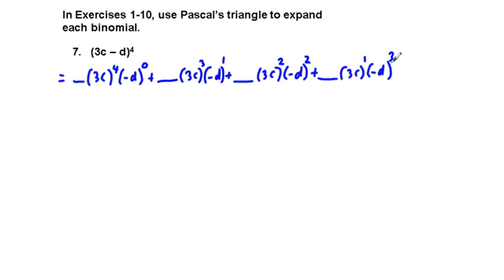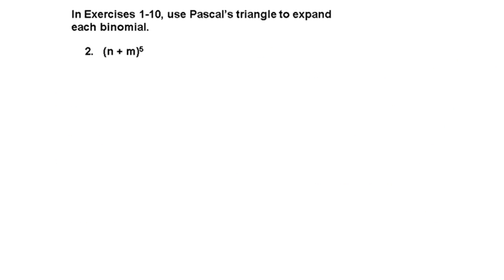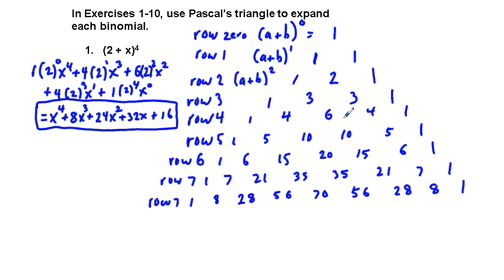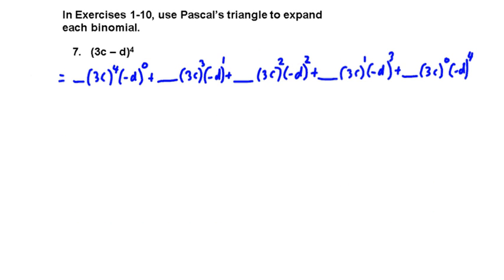And then the last one we're going to have, plus some coefficient, and we'll have 3c to the power of 0, and we'll have this negative d to the power of 4. So that's going to work out, and then we're looking at row 4. So we go to our Pascal's triangle, and we see row 4, we have 1, 4, 6, 4, 1. So we go back here, 7, and we go to 1, 4, 6, 4, 1.